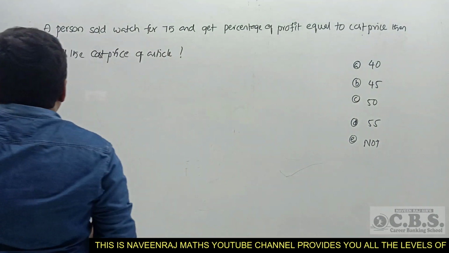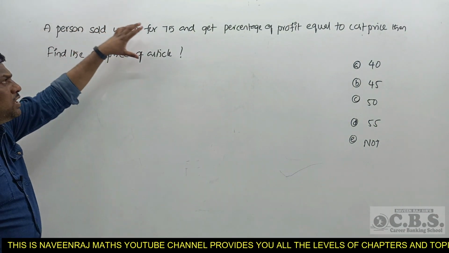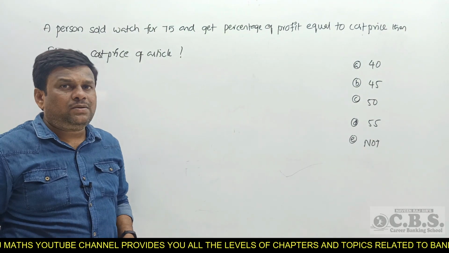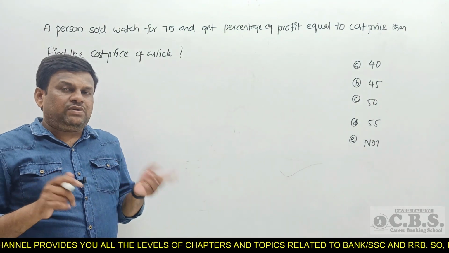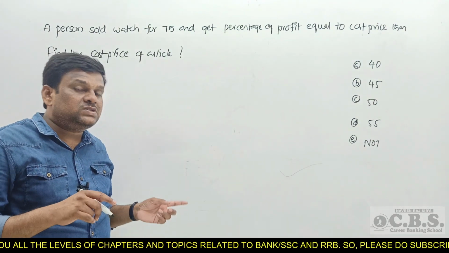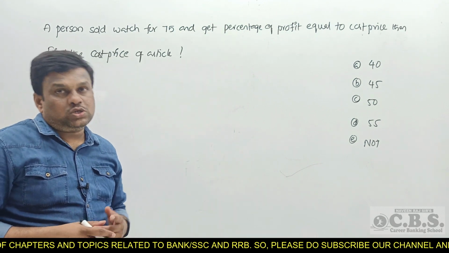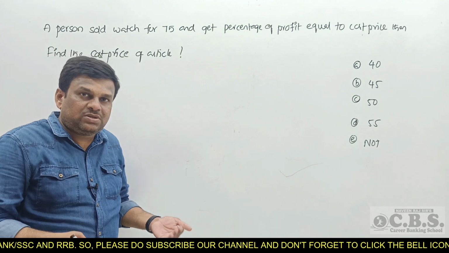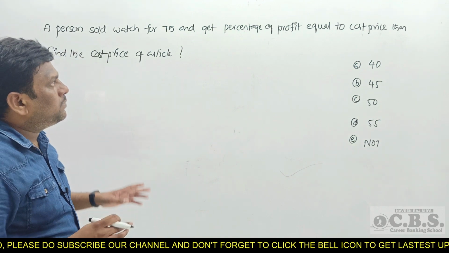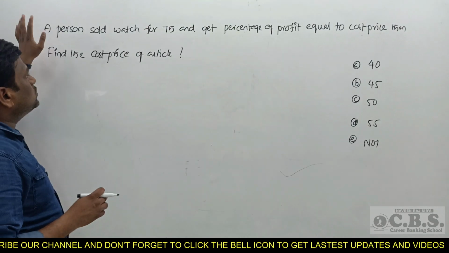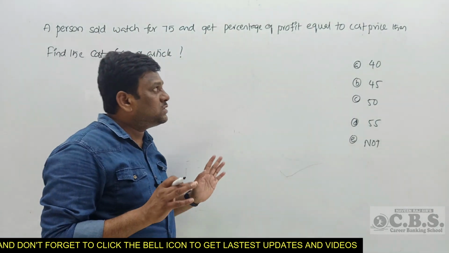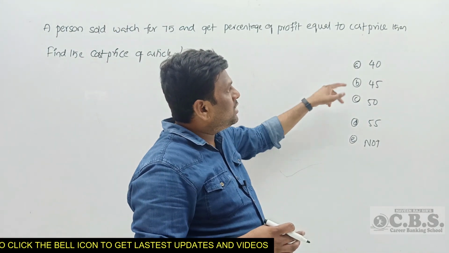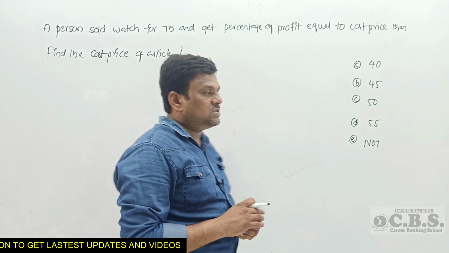So here the question is, a person sold a watch for 75 rupees. When he sold the article at 75 rupees, he gets a profit percentage which is numerically equal to cost price. Nothing but, if profit is 25%, then cost price is 25 rupees. Like the same method, when a watch is sold at 75 rupees, he gets some X percent of profit. That X percent is numerically equal to cost price. We need to find the cost price of the article.